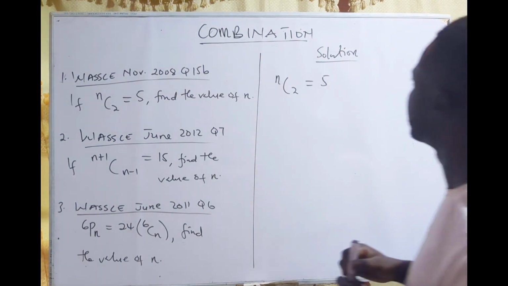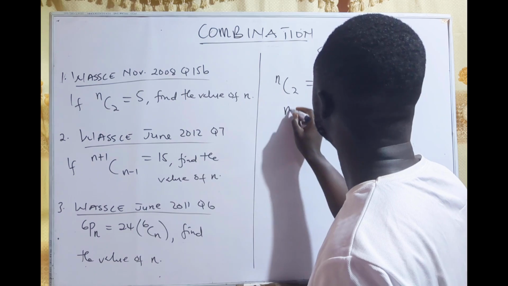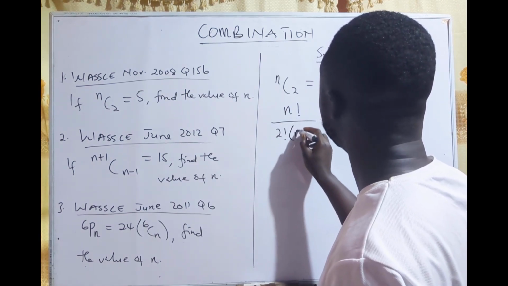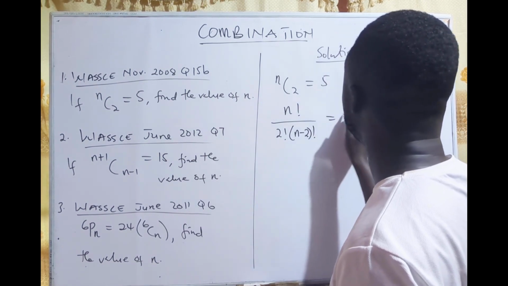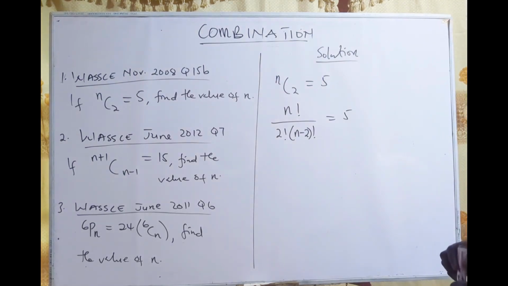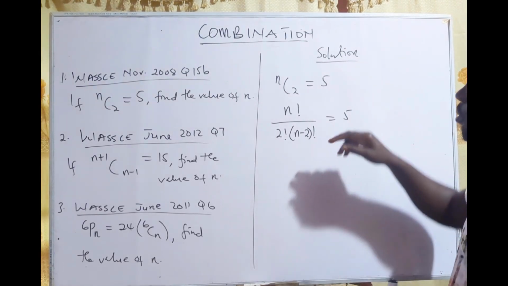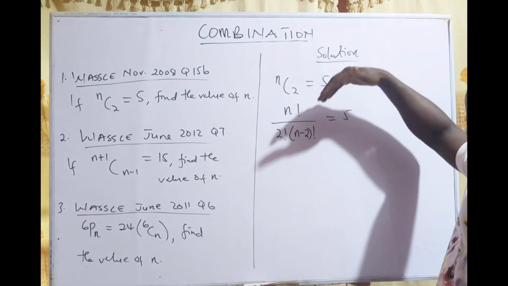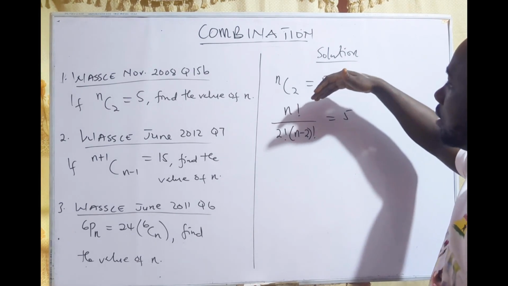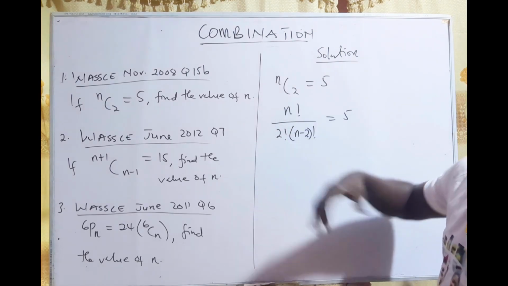Alright, so what is our n combination 2? We know that this will give me n factorial over 2 factorial, and then n minus 2 all factorial, equal to 5. Alright, so here, look and listen carefully. What we are going to do here is, we know that a factorial is the same as multiplying the number by numbers less than or equal to this particular number. That is natural numbers.